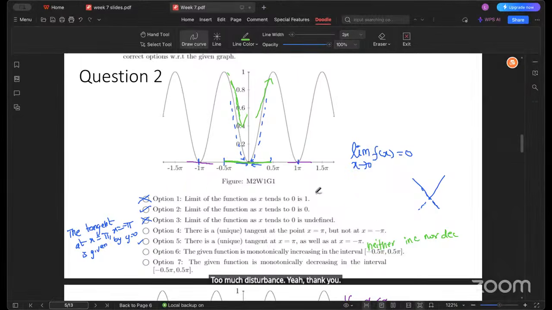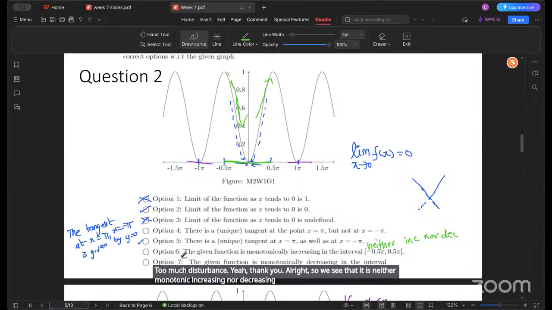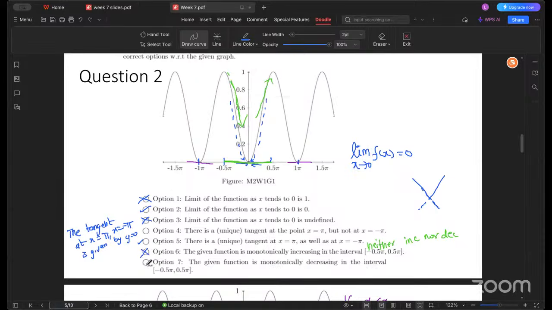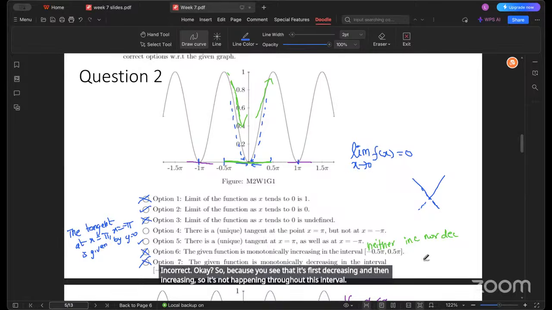All right, so we see that it is neither monotonically increasing nor decreasing. So both the options are incorrect. Because you see that it's first decreasing and then increasing, so it's not happening throughout this interval. Okay. So the last two options are correct. Is it clear for everyone?